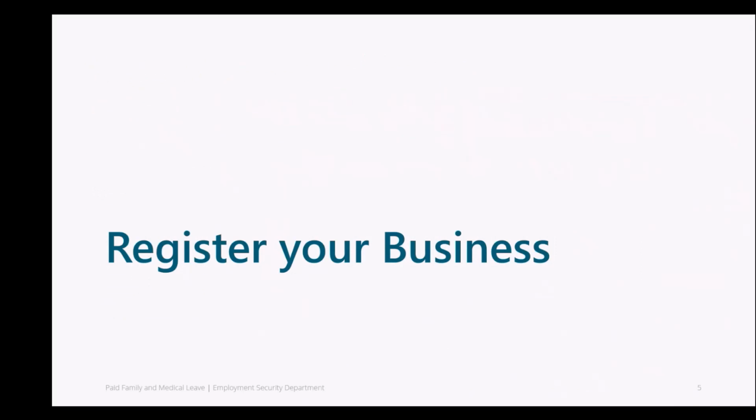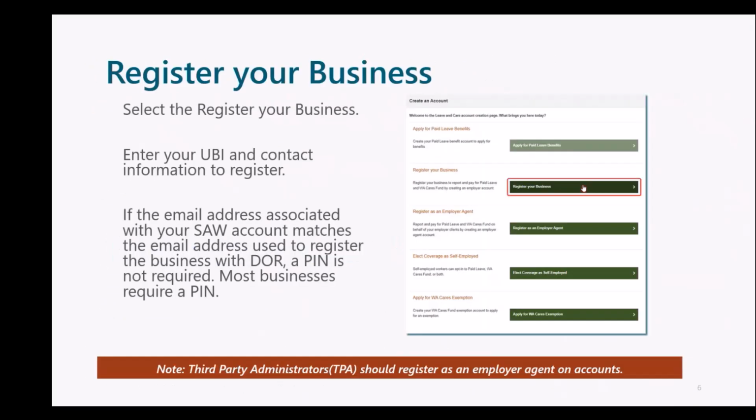Register your business. If you are a new user to SAW, you will want to register your business with paid family and medical leave. By doing so, you will then be able to report for both paid leave and WACARES. After clicking on the paid family and medical leave service listed in your profile, you will then click Continue, then click Register your business. You will enter your UBI number and contact information to register.